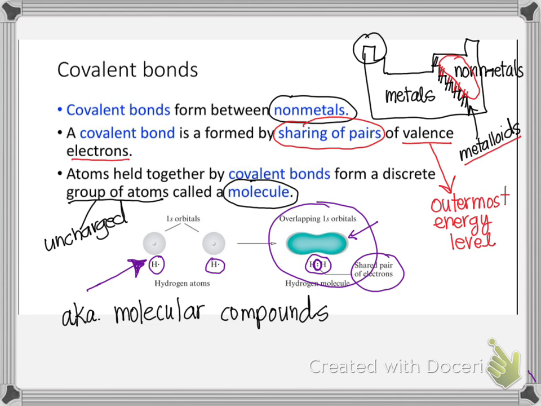All right, so you do need to know the three major points on this slide: that covalent bonds are formed between nonmetals, that it occurs with a sharing of the valence electrons, and that atoms that form covalent bonds will form molecules.